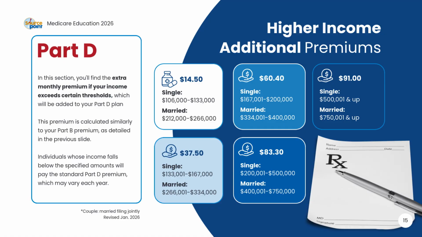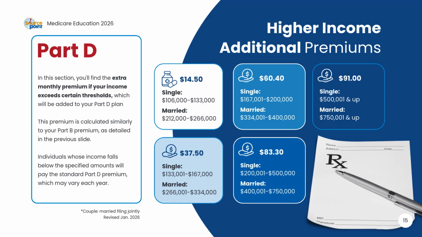Here you can see the additional monthly premium that will be added to your monthly Part D plan. This is calculated the same way as your Part B premium, as previously discussed. Individuals with income below the amounts listed will pay the standard Part D premium, which is subject to change each year.